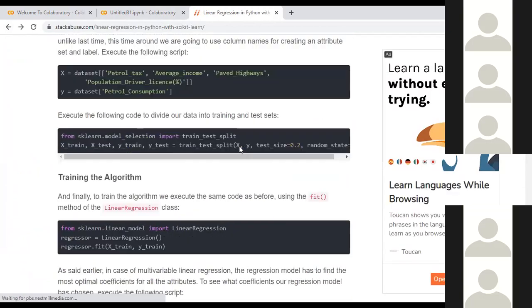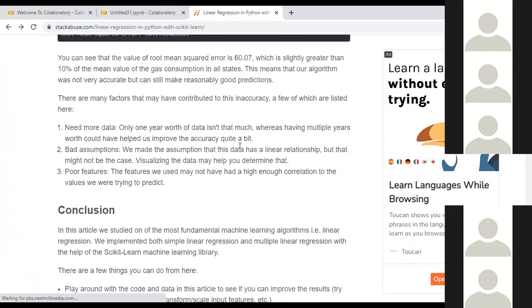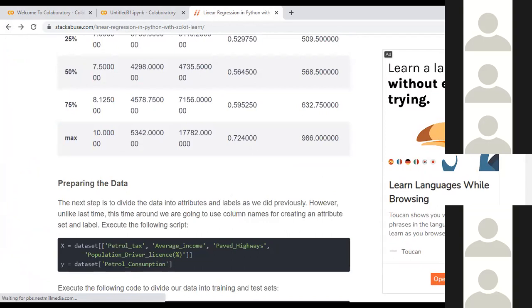Now, before I proceed to this coding part, I want to say something about multiple linear regression. Just a minute.